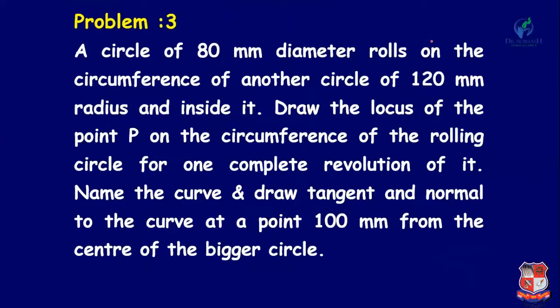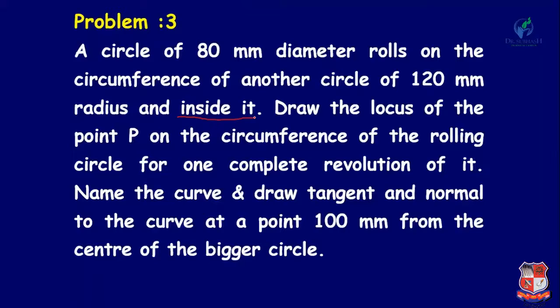Now the next problem: a circle of 80 mm diameter rolls on the circumference of another circle of 120 mm radius and inside it. Draw the locus of the point P on the circumference of the rolling circle for one complete revolution of it. Name the curve and draw the tangent and normal to the curve at a point 100 mm from the center of the bigger circle. Here the circle is rolling inside the other circle, so that's why this curve is known as a hypocycloid.